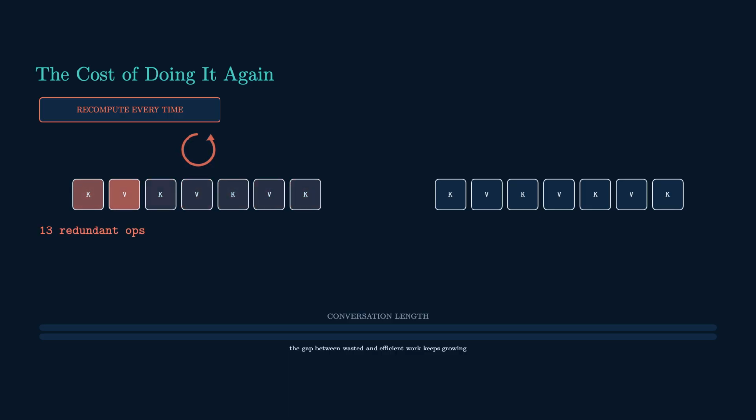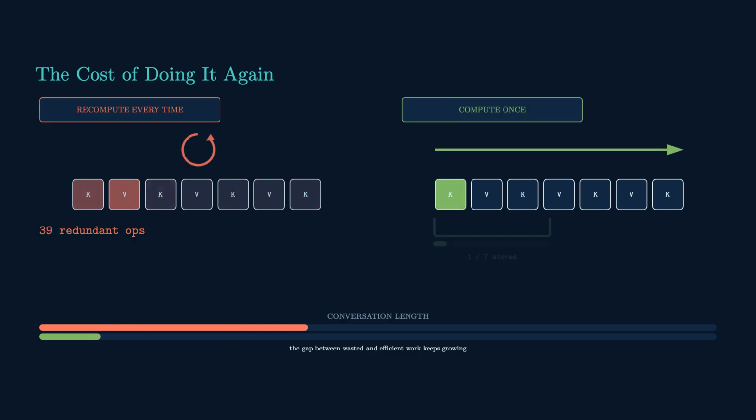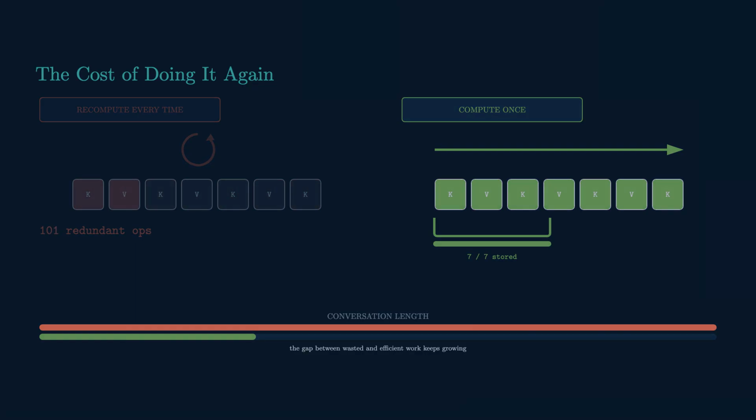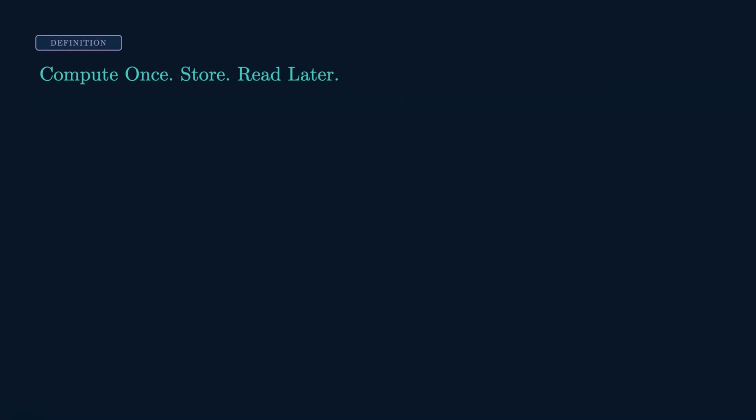You could recompute those keys and values from scratch every single time. But think about what that costs. The conversation only ever gets longer, so you'd redo the exact same work, over and over, forever. It's pure waste. So the model doesn't. Compute once, store it, and every later token reads what's already sitting there. That stored history is the KV cache.